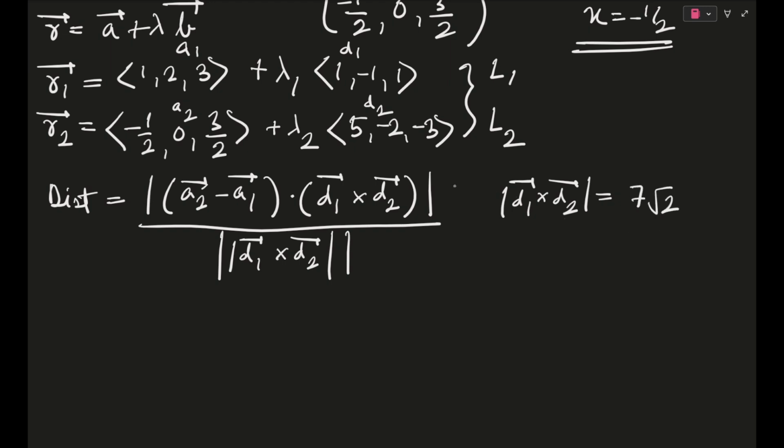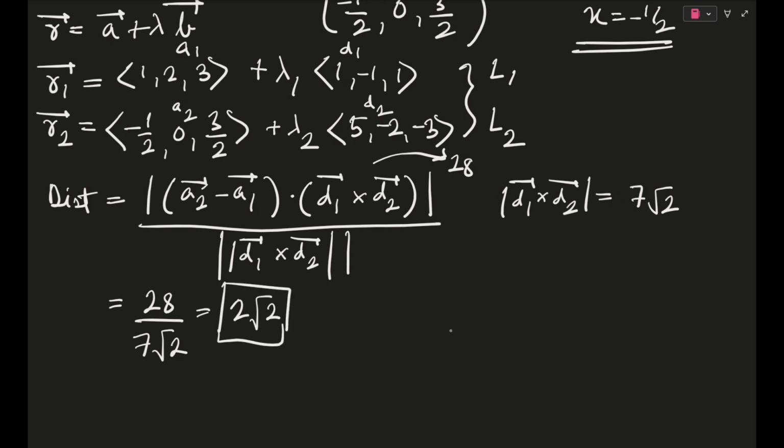Okay, and this numerator would come out to be 28, this complete numerator. So actually this would come out to be 28 by 7 root 2. So this is 7 fours are 28, 2 into 2 and root 2. So this would be 2 root 2. So guys, I think option number B is also correct. So your option number B is also correct.